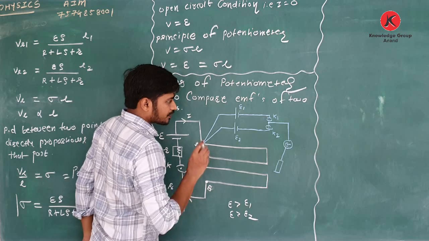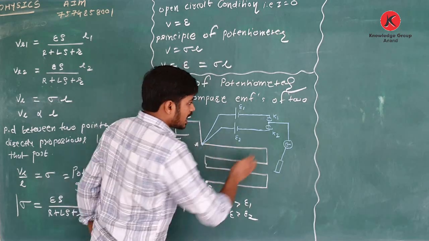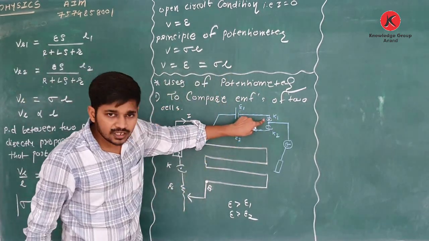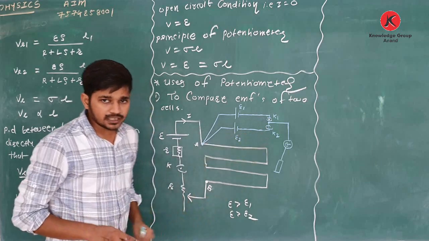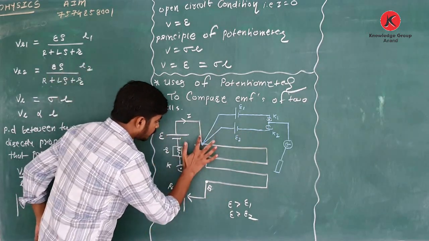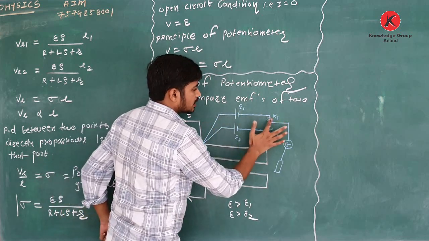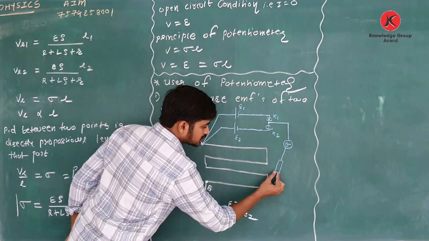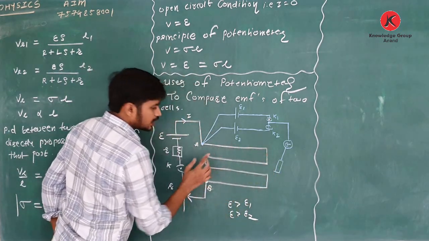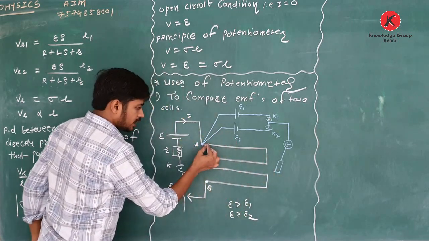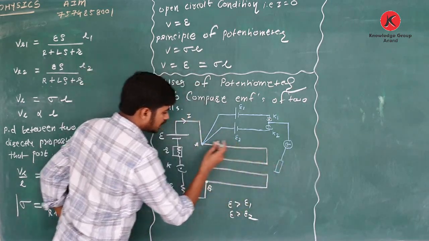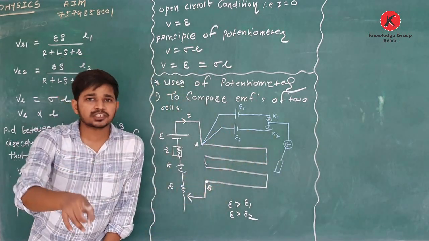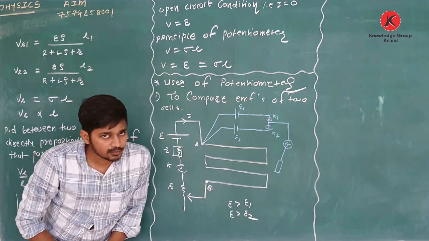Now if at first I close this key, meaning key K1 is closed and K2 is open, then see what happens. Current is flowing from this cell. If you make contact of this jockey with this potentiometer wire and move it, this galvanometer will show some deflection, meaning it will show some current. Clear about this?